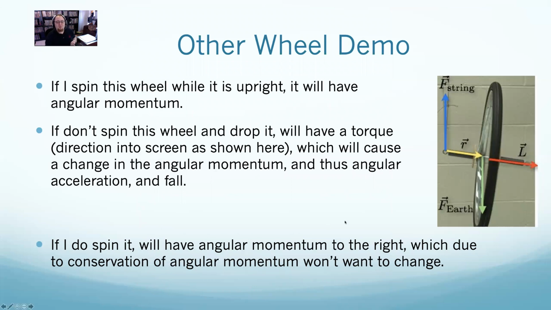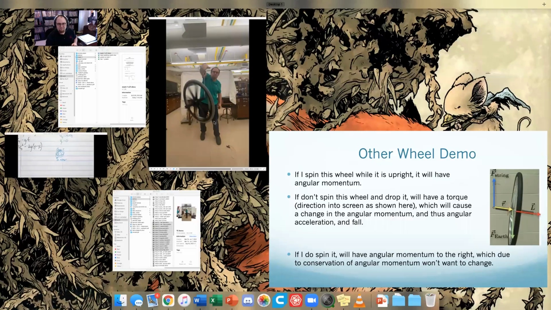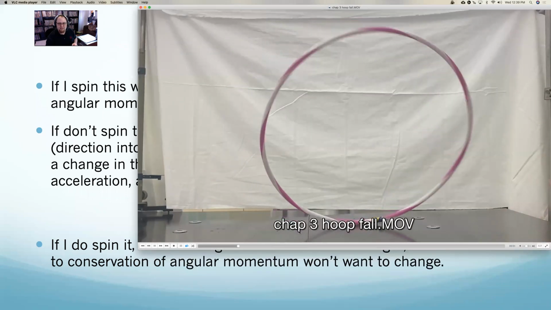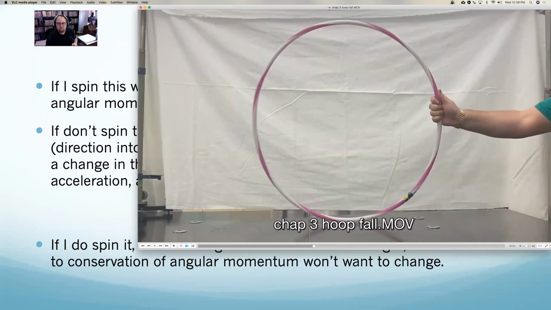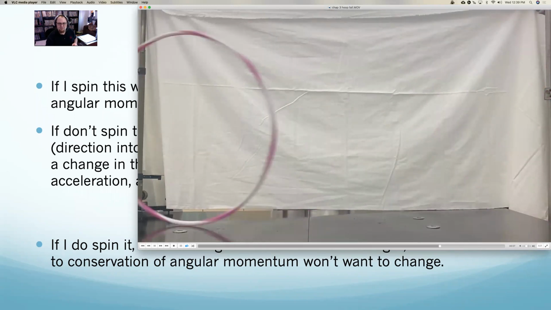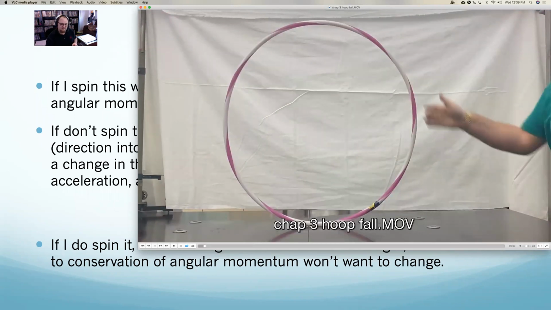Since they do not want to change, we can use this to keep things exactly how we want them to be. Once again, that's why you throw a spiral in football: a spiral keeps going the way you want it and won't go crazy. Or why on a bicycle, which I don't use, I use a hula hoop just because it's easier to put on camera, it will fall over every time when stationary, but will stay upright when spinning, until I hit something over there.